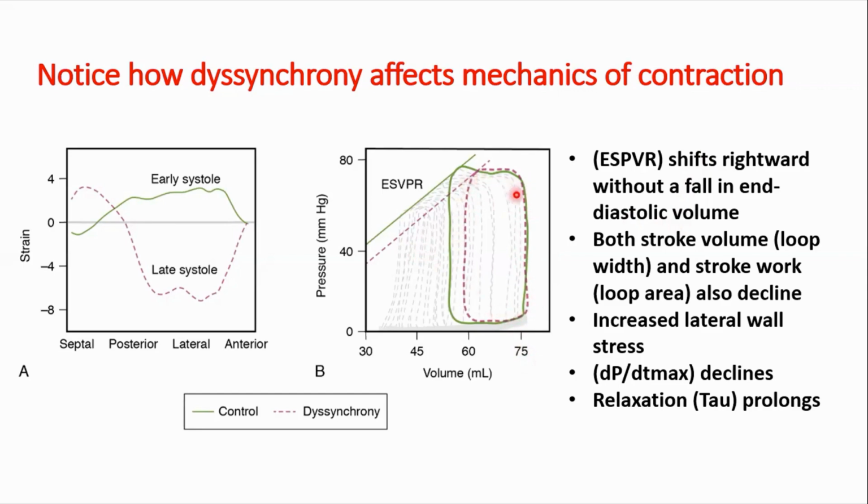So the loop area and the loop width are reduced. The loop width corresponds to the stroke volume. So with dysynchrony, there is a significant drop in the stroke volume, and also there is a decline in the stroke work. This also leads to an increase in the wall stress in the lateral wall and a decline in the dP/dT, and the relaxation takes a longer time.